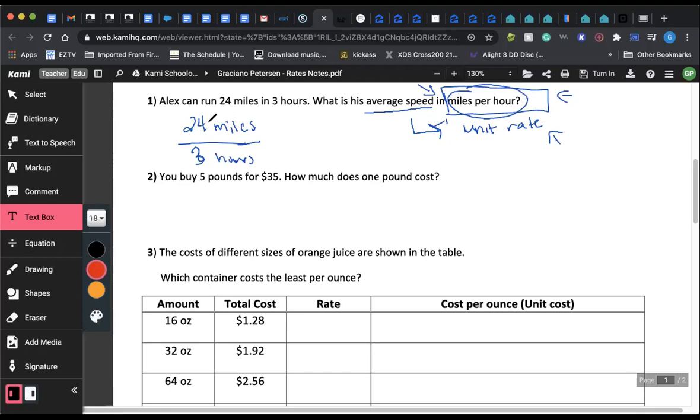So I'm going to do 24 miles divided by 3 hours. What is that going to give me? What's 24 divided by 3? Student: 8. So it's just 8 miles per hour. That's his average speed.